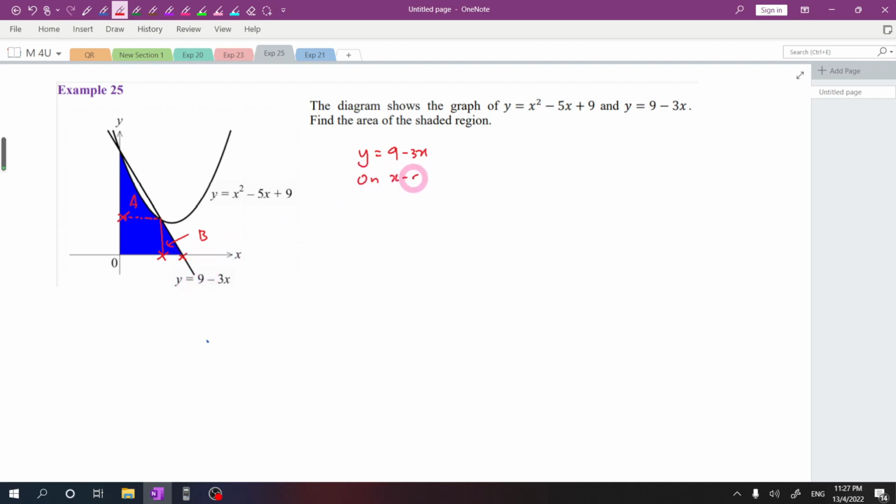On the x-axis, y equals 0. So 0 is equal to 9 minus 3x. 3x is equal to 9. x is equal to 3. So now I know this is 3.